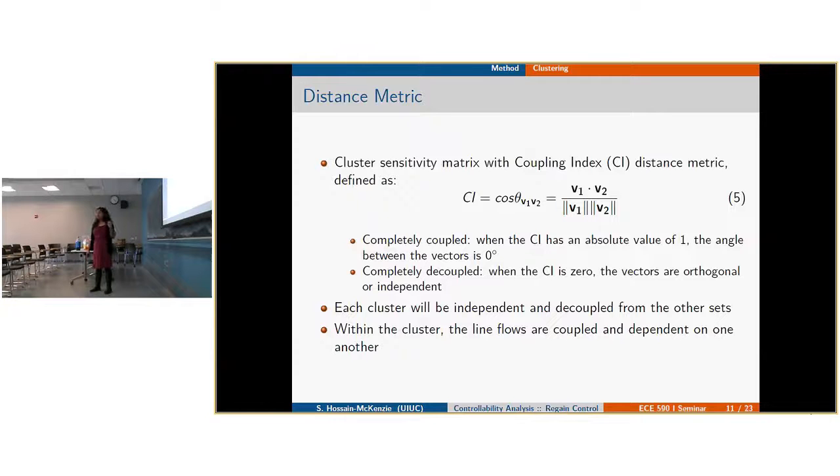And so when they're completely coupled, the CI has an absolute value of 1, and the angle between the vectors is 0, as shown in the figure before. And when they're completely decoupled, the CI is 0, and the vectors are orthogonal, independent. And of course, in the distance matrix, they're going to range from 0 to 1, and we want to cluster the most highly coupled transmission lines together. And so each cluster will be independent and decoupled from the other sets. But within each cluster, the line flows of those transmission lines are coupled and dependent on one another.